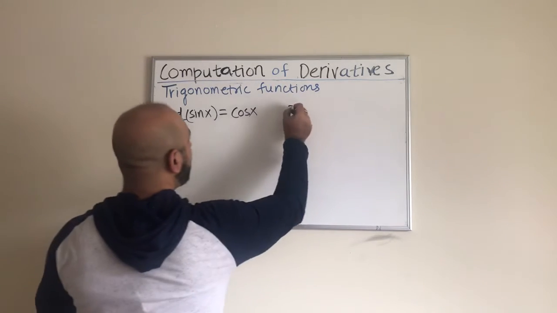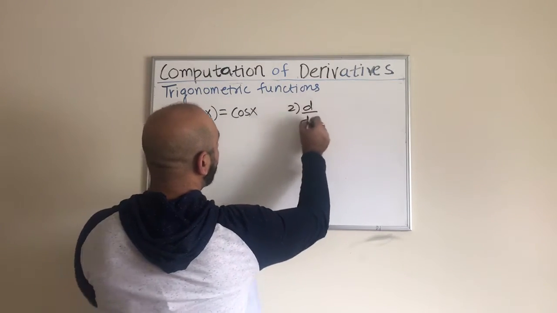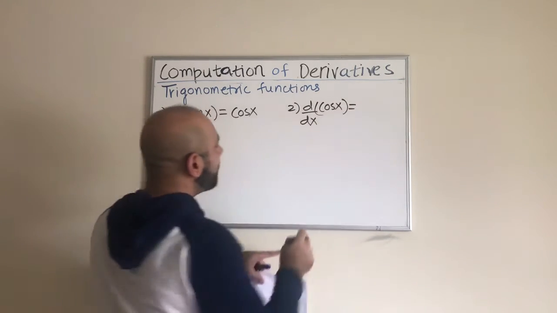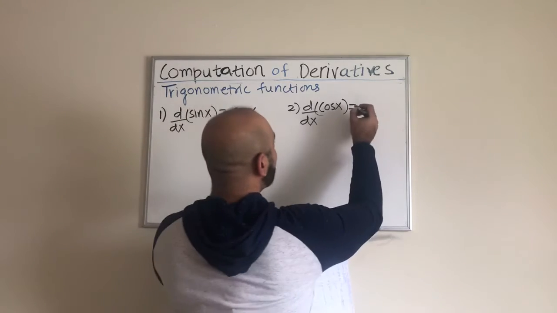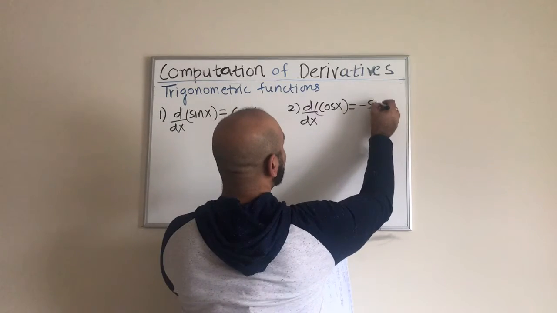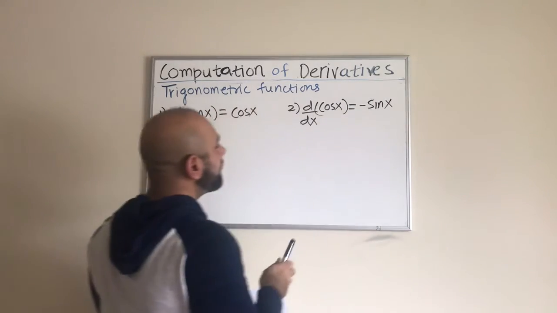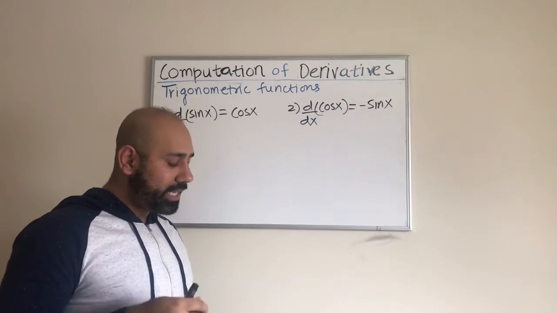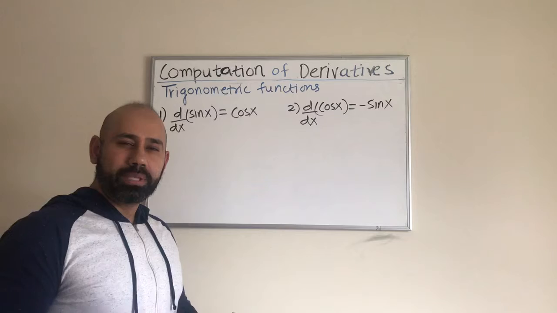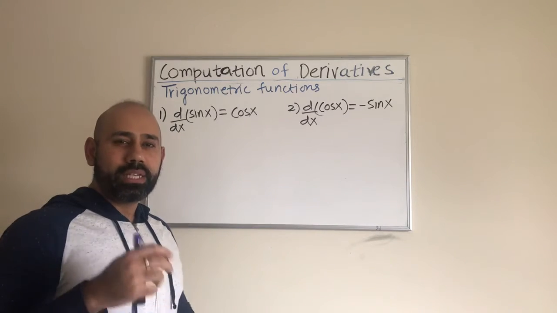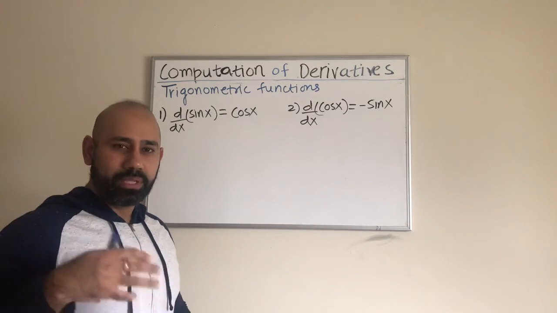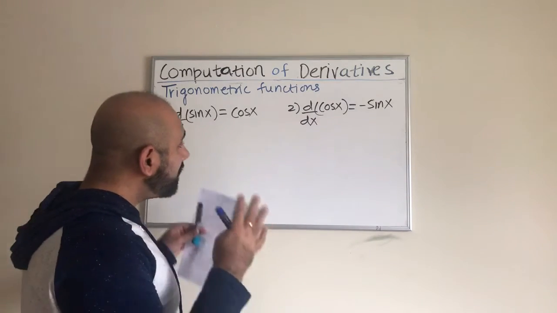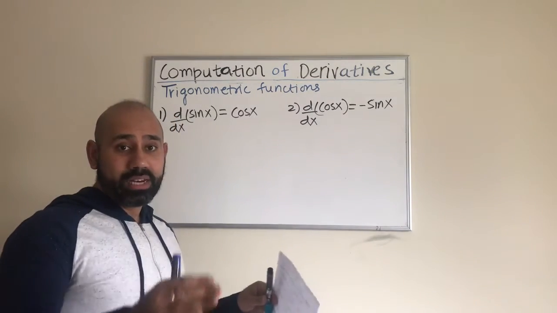Then number two is the derivative of the cosine function. The derivative of the cosine function is slightly different in that it's negative sine x, not just sine x, it's negative sine x. Yes, we can see this from a visual perspective, but it's easier to see it from the limit definition.